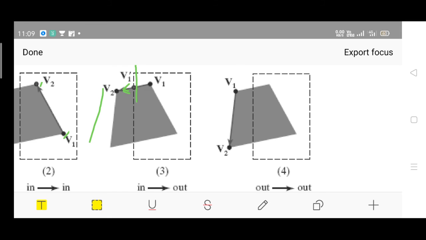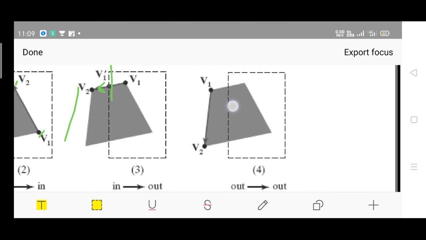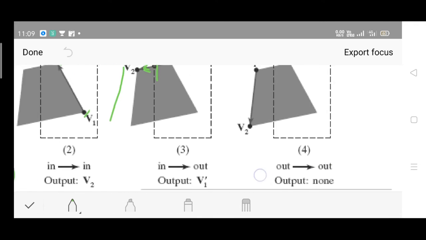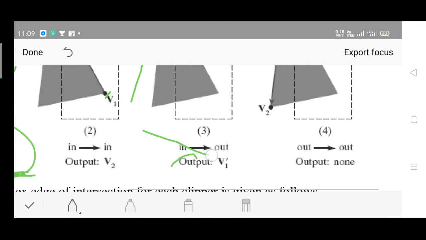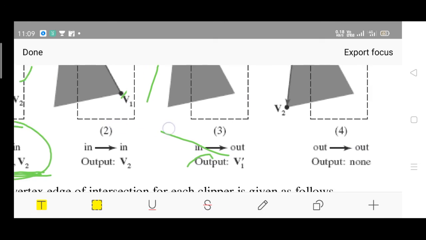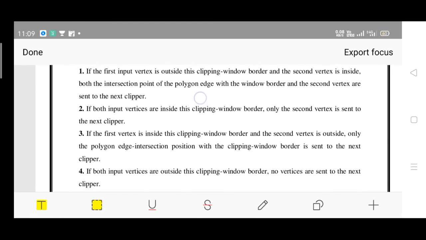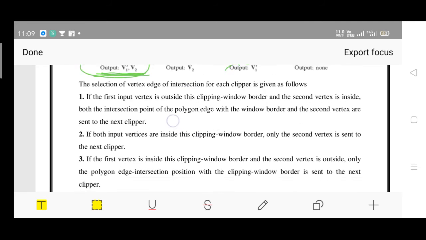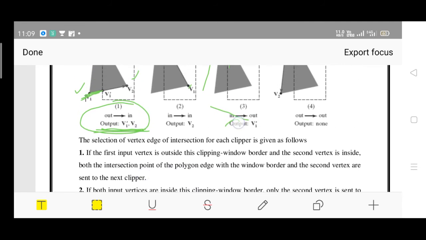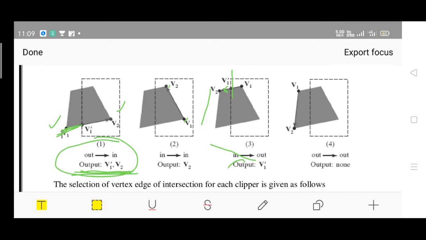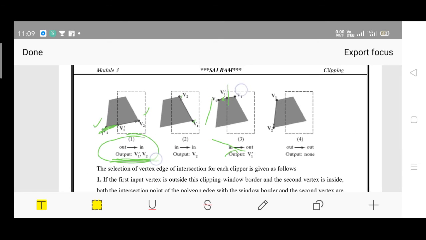You cannot consider any of the endpoints, so the vector will be a null vector, or simply the output is marked as none. Very simple concept, just go through and note down the things. Basic concepts only. The same 4 different cases are explained here. Case number 1, 2, 3 and 4, it is very simple. You can easily observe which part is inside and which part is outside, so which one to be clipped off.